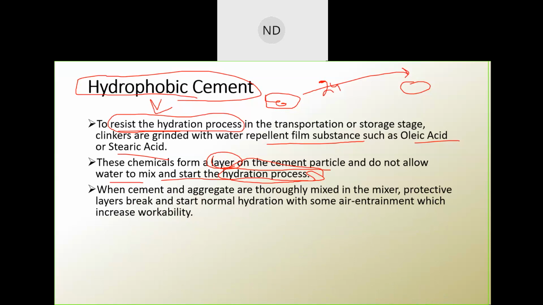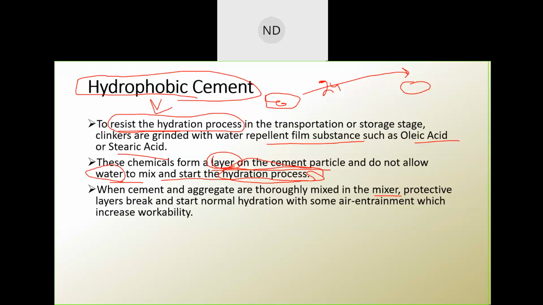When the cement and aggregate are thoroughly mixed in the mixer, the protective layers break. As I told you, hydrophobic cement is going to form a layer on the cement particle, and it will not allow the cement particles to mix with the water. It will not allow the cement to mix with the water.